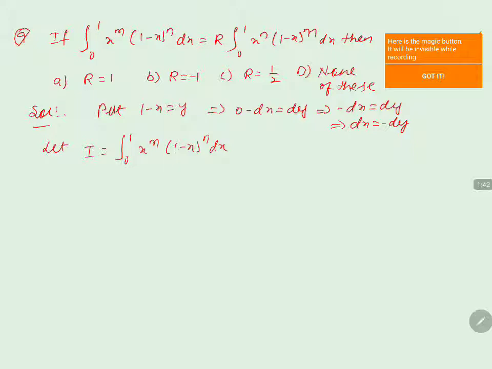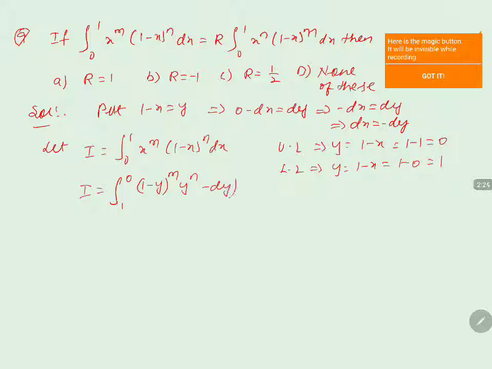Now we'll change the lower limit as well as the upper limit. The upper limit is y equal to 1 minus x, that is 1 minus 1 equal to 0, whereas the lower limit is y equal to 1 minus x, that is 1 minus 0 equal to 1. So this can be written as I equal to the integral with lower limit 1 and upper limit 0, where the x value is written as (1 minus y) whole to the power of m, and the 1 minus x value is y to the power of n. In the place of dx, we'll write minus dy.